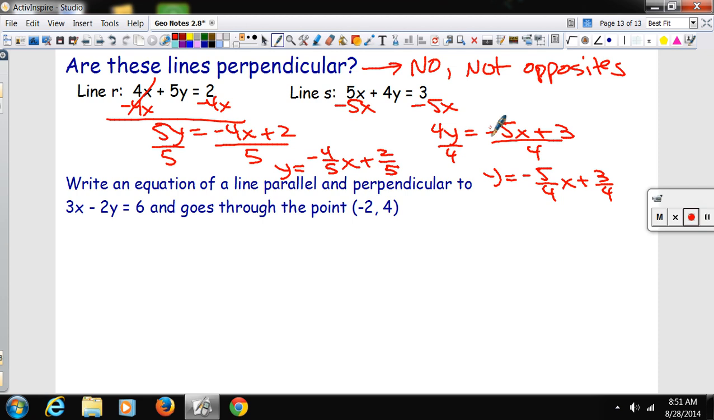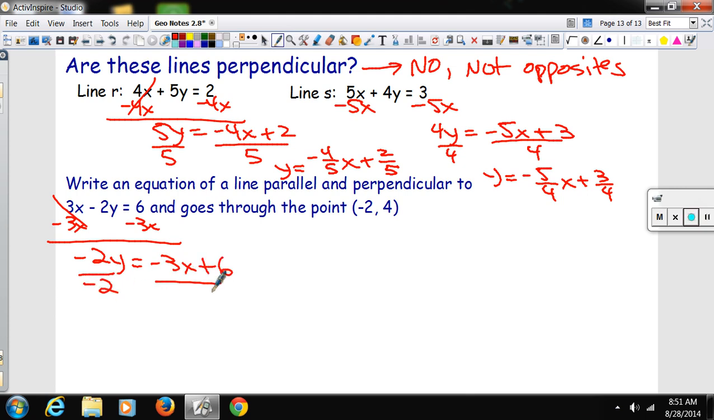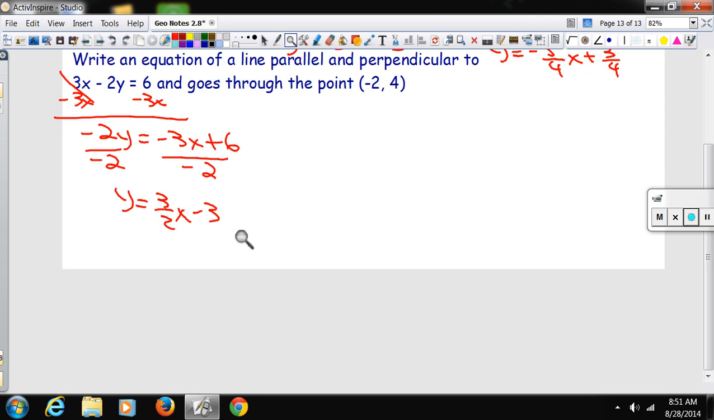Equation of a line parallel and perpendicular to those lines that goes through this point right here. You're going to need to find your slope of this one first. So negative 3x, so you get negative 2y equals negative 3x plus 6, and divide by negative 2. So y equals 3/2 x minus 3.